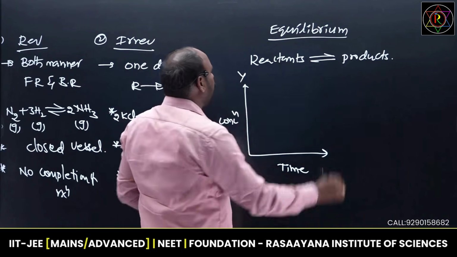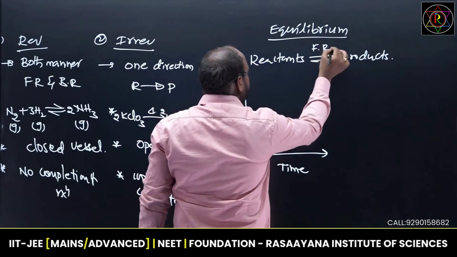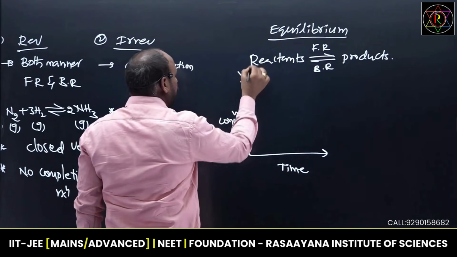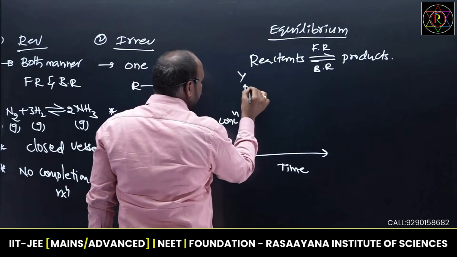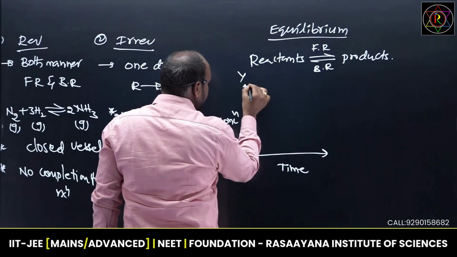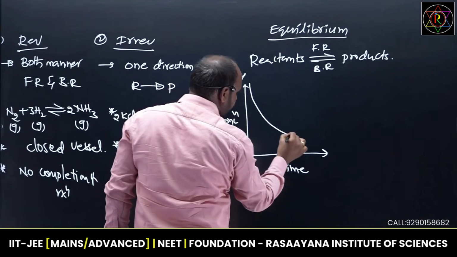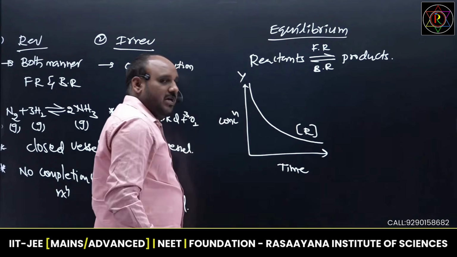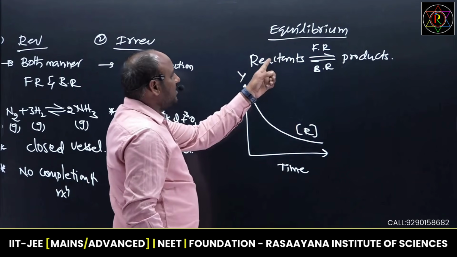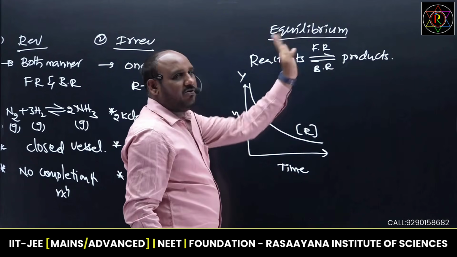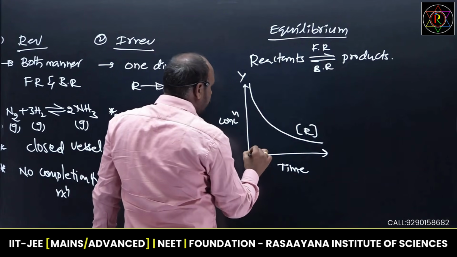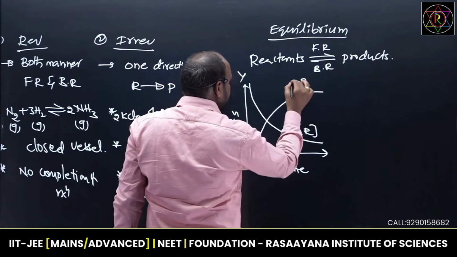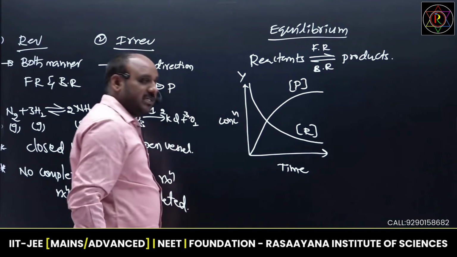So this is the forward reaction, and this is the backward reaction. In terms of concentrations, initially the reactant concentration should be very high. As the reactant concentration decreases with respect to time, at the same time the product concentration will increase. So the product concentration will be like this.